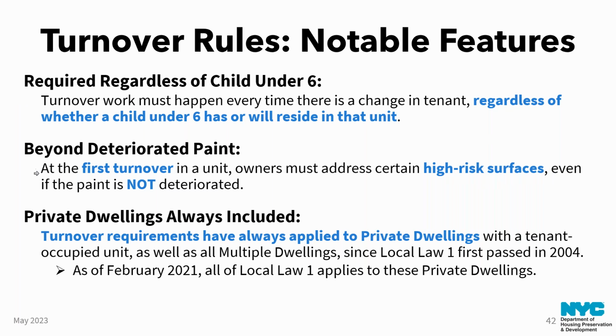Now, the turnover requirements also go beyond checking for deteriorated paint. These requirements are going to require owners to do work on certain high-risk surfaces, even if that paint is not deteriorated. And those high-risk surfaces are door and window friction surfaces. We can talk about that a little more in a bit. But basically, mostly under Local Law 1, as we've seen, for instance, with the annual investigation, you are checking an apartment for deteriorated paint. But here at vacancy, even if there's no deteriorated paint, you have to take steps to abate door and window friction surfaces.